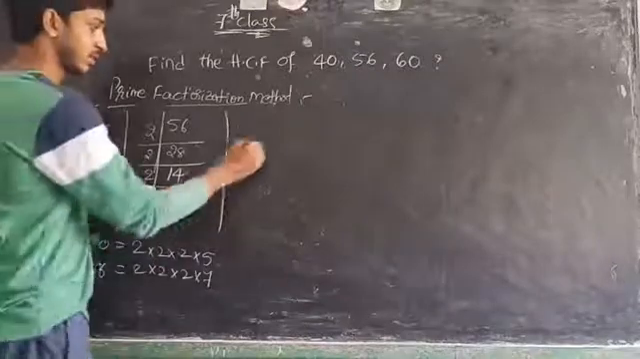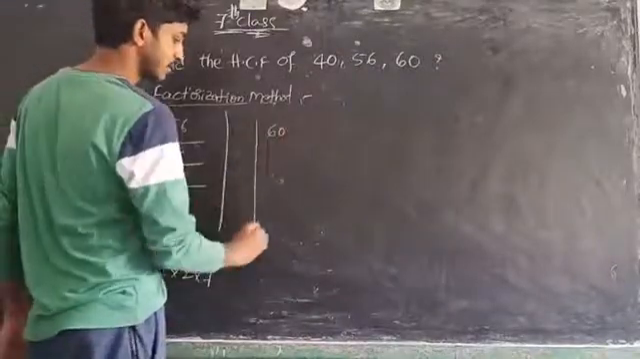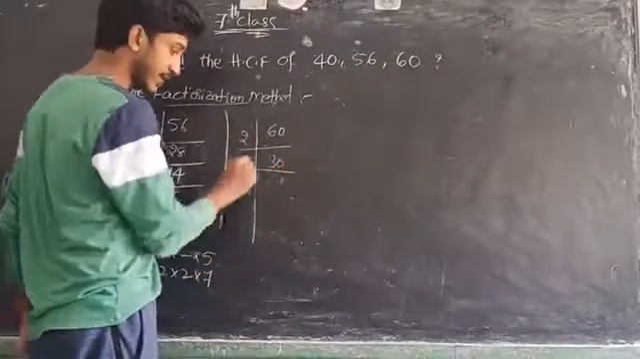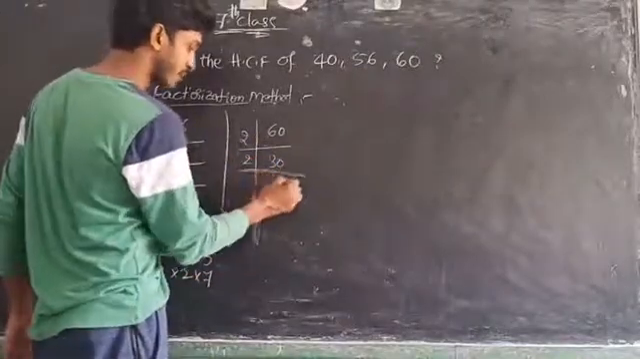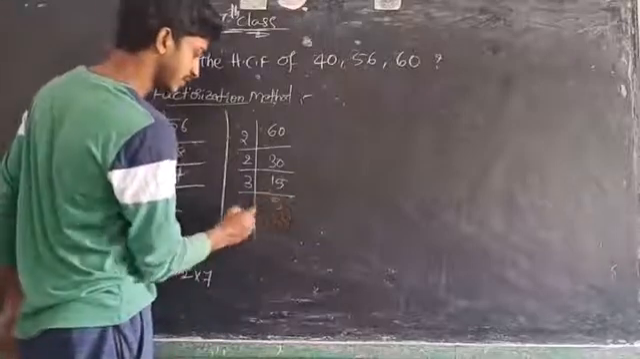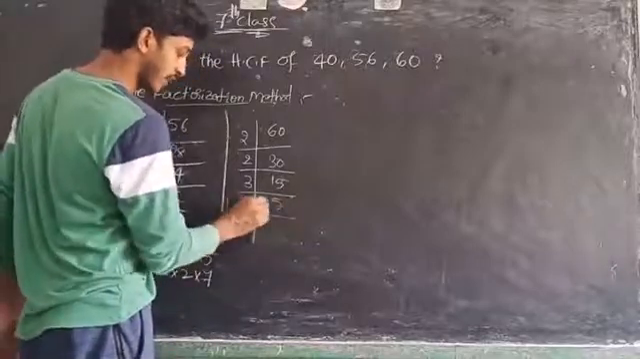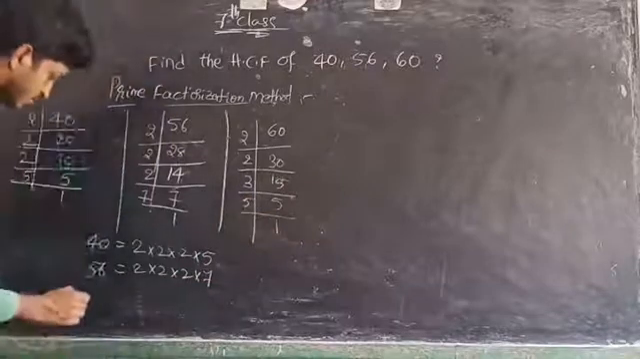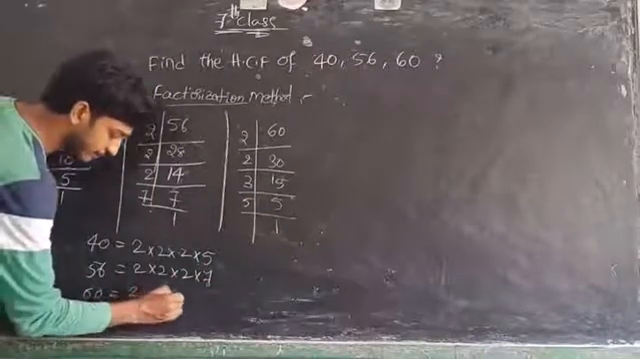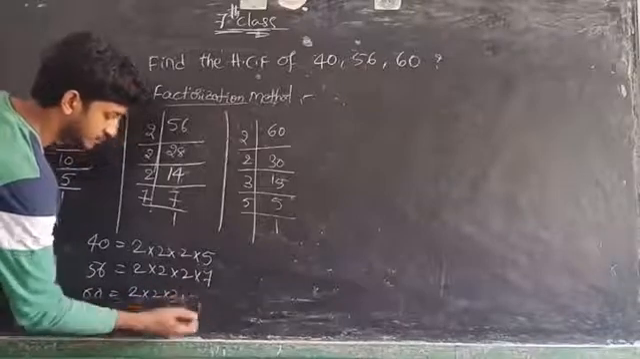Okay. The last number is 60. In the 2 table, 30 times. Now again the 2 table, 15 times. Now I am taking the 3 table. 3 5s are 15. Now the 5 table, 1 time. So you can write 60 as 2 into 2 into 3 into 5.